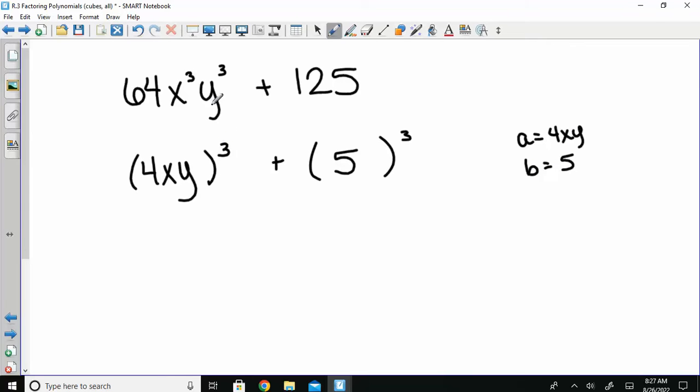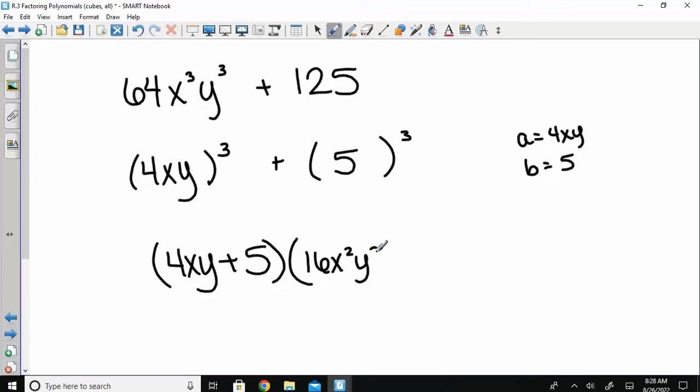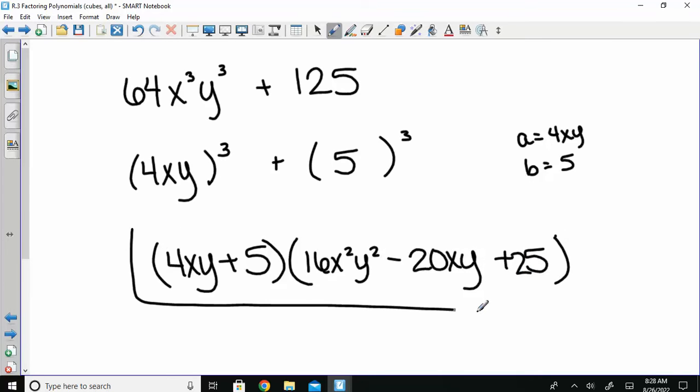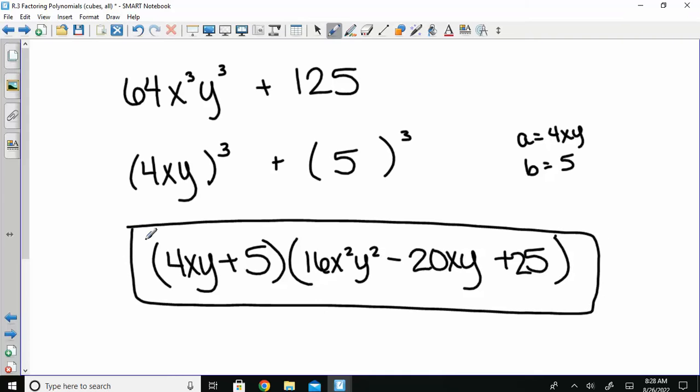Which formula am I using? Sum of cubes. So that goes to a plus b. So 4xy plus 5 times a squared. Okay, 4xy. If I square that, 16x squared y squared. Yes, you have to square every piece of it. Minus ab, watch it. So a times b is 20xy, plus b squared is 25. And that would be all.